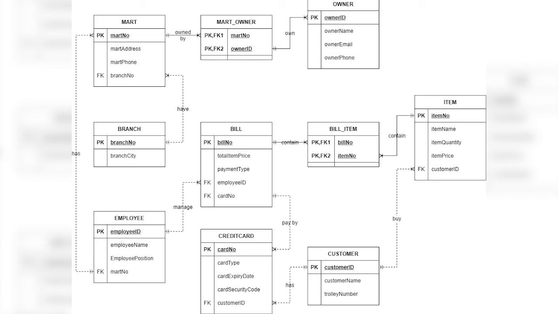That's the end of my commentary for today. Cardinality, or the relationship between entities in the case study, I will briefly explain this. The mark has one or two owners and one owner can have one or two marks. In this case, it's known as a many-to-many relationship and we need a bridge entity to handle this situation.